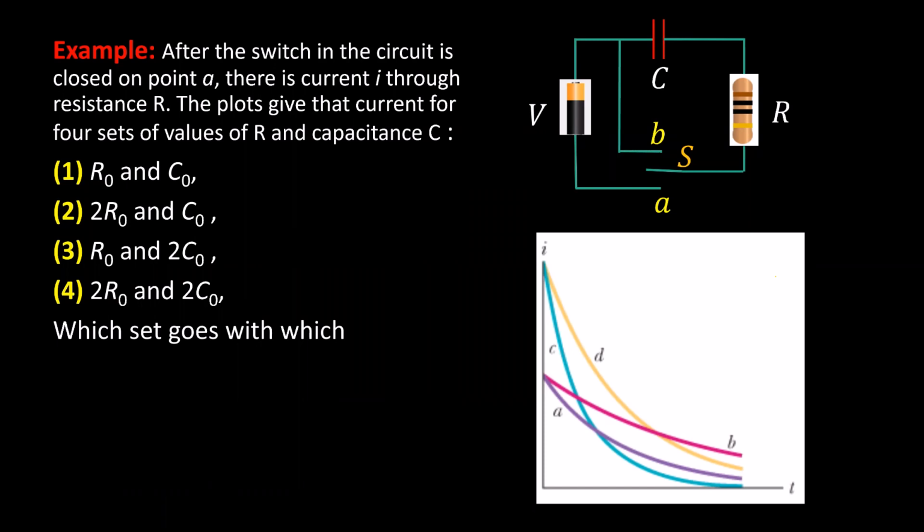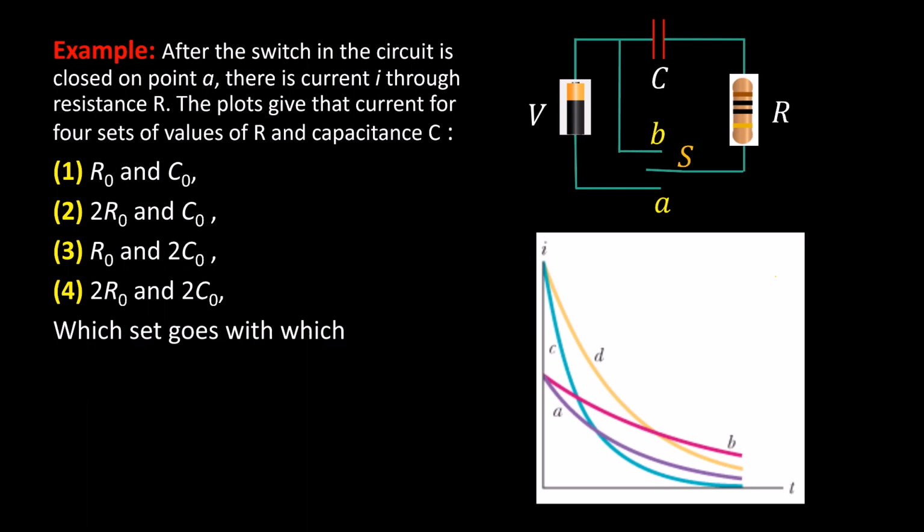And what are the next ones? Would 1 be A and 2 be C? The current starts at a higher value for 1. So 1 is either C or D. And D is taken, right? Oh, sorry, I got those backwards. Would 1 be C and then 2 be A? Yes. 1 is C and 2 is A. Is everybody clear on that?